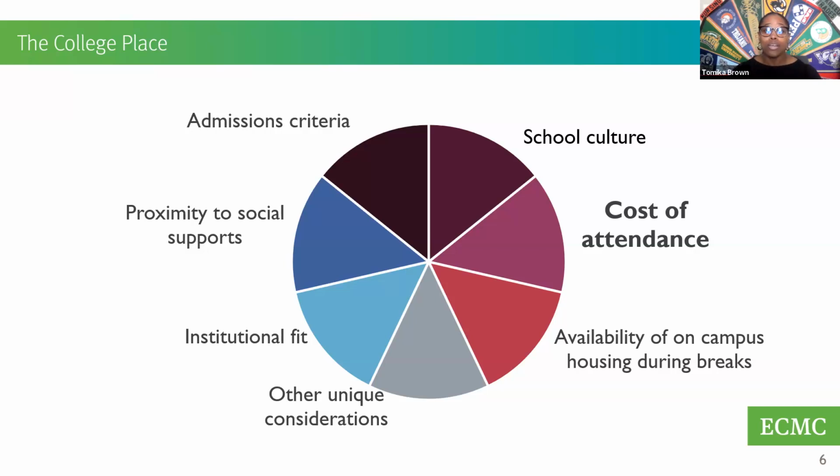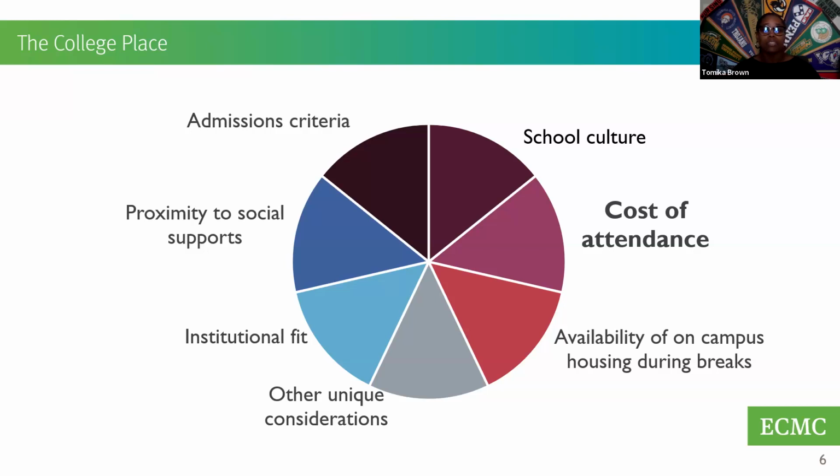Institutional fit. Is the school a good fit for them? How is the rigor for the particular student? Does it provide them prep for their academic and professional goals? So is the school itself a good fit? School culture. Does the school have a school culture that is inclusive or supportive of students who have housing instability and students who are in care?